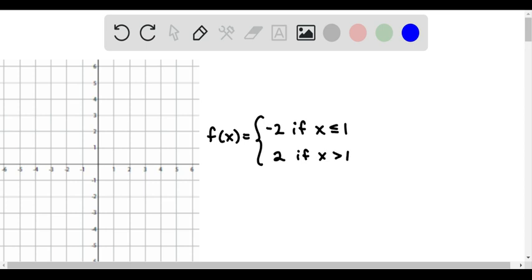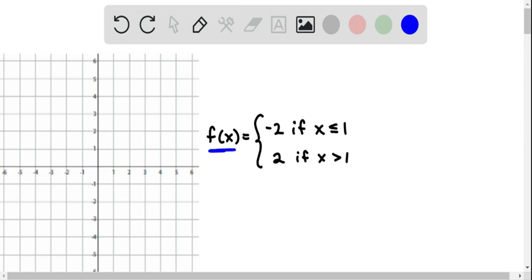Okay, we're going to graph this piecewise function, and I'll show you my preferred method. So I like to start by imagining what I'm graphing. If I was to graph the line f of x equals -2, I know that would be a horizontal line at a height of -2. And if I was just graphing the line f of x equals 2, that would also be a horizontal line at a height of 2. So what I'm expecting is a piece of one horizontal line and a piece of another horizontal line.